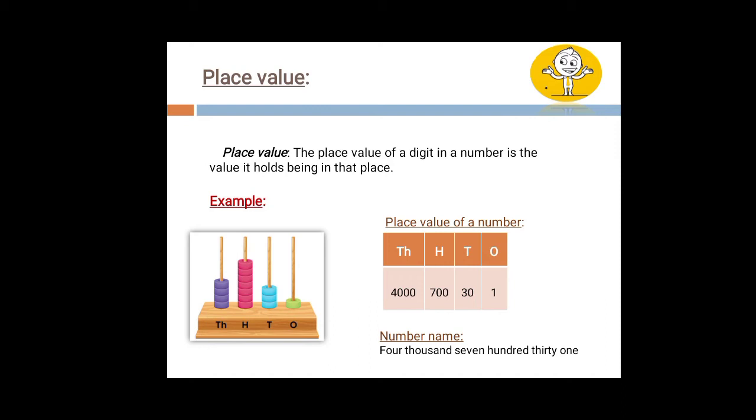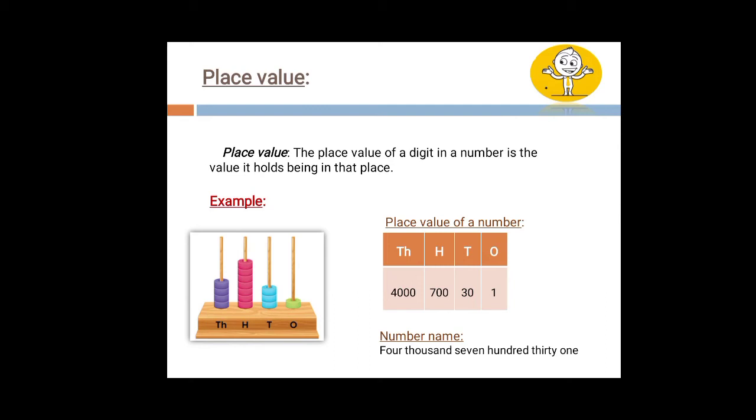Now what is the meaning of place value? The place value of a digit in a number is the value it holds by being in that place. It means the place where the digit sits in the number is known as the place value of that digit.